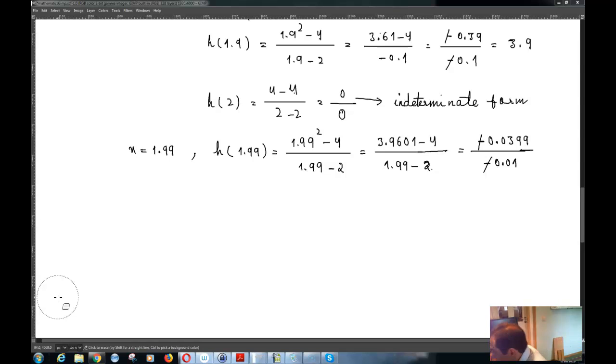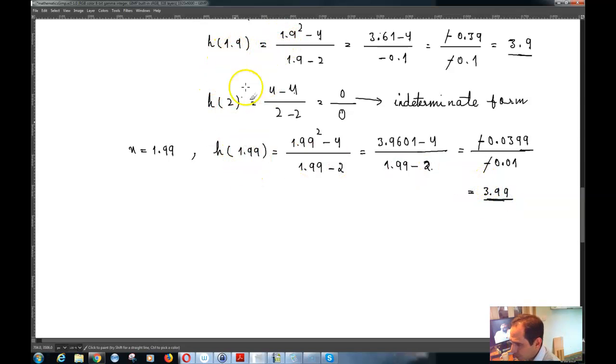Okay, so now if I multiply this by a factor of 100, what I will get over here is 3.99. So you see that the value of the function becomes 3.99 at x equal to 1.99. And so you see that as I'm getting closer to 2, the value of y is getting closer and closer to the value 4 basically.